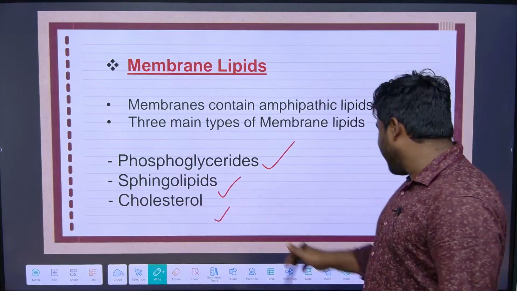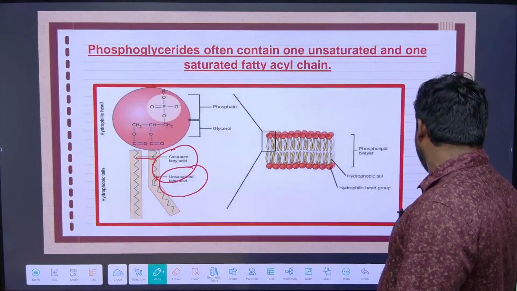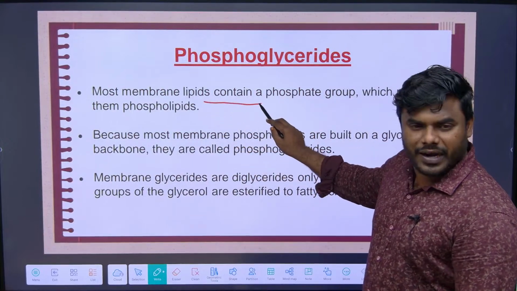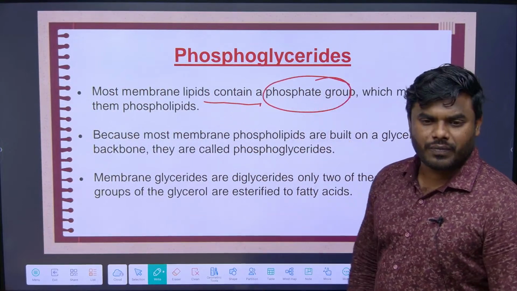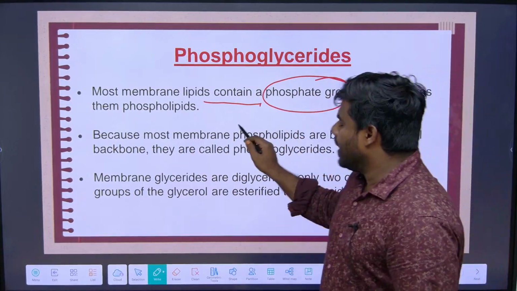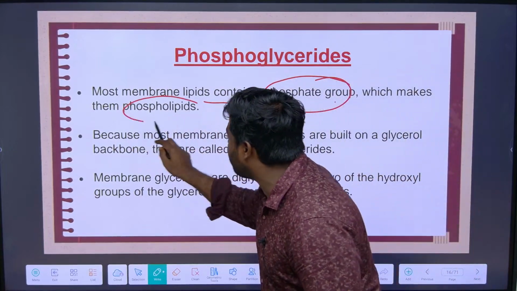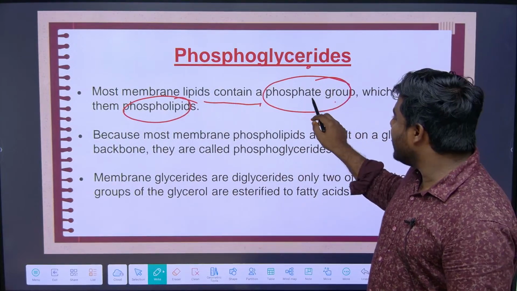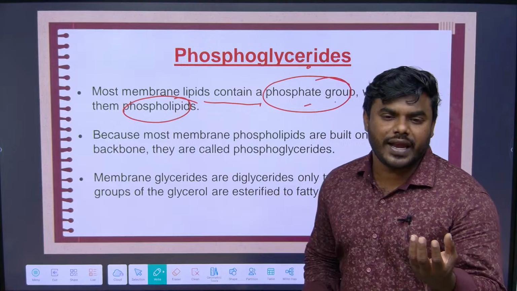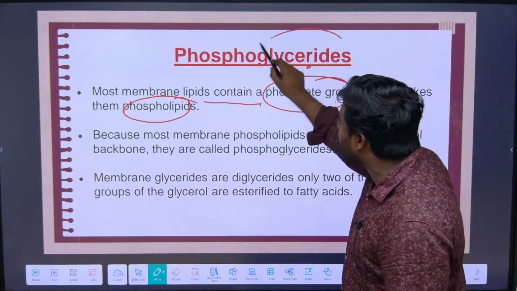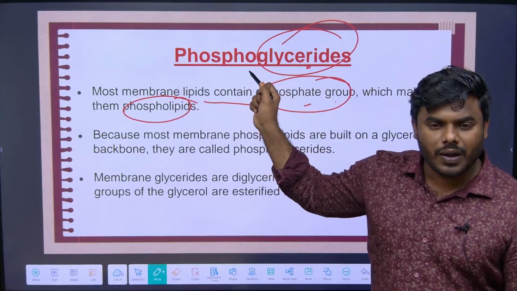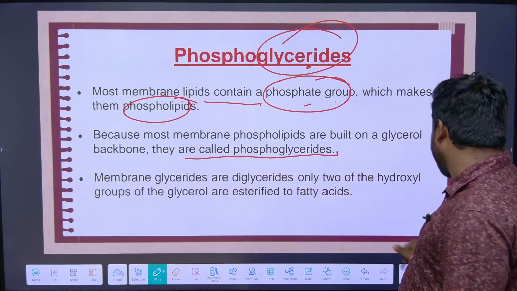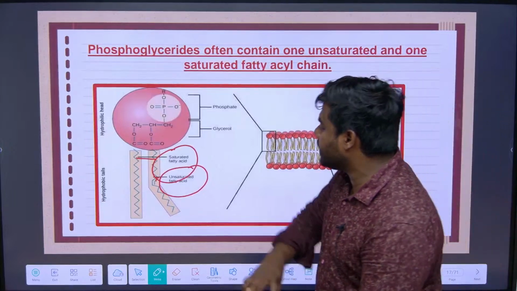How can you give the definition of phosphoglycerides? Everyone look into this. Most membrane lipids contain a phosphate group, and because of the phosphate group we call them phospholipids. Then why do we call them glycerides? These phospholipids lie on glycerol as their backbone. That's the reason we call it phosphoglycerides. Everyone look into this picture.